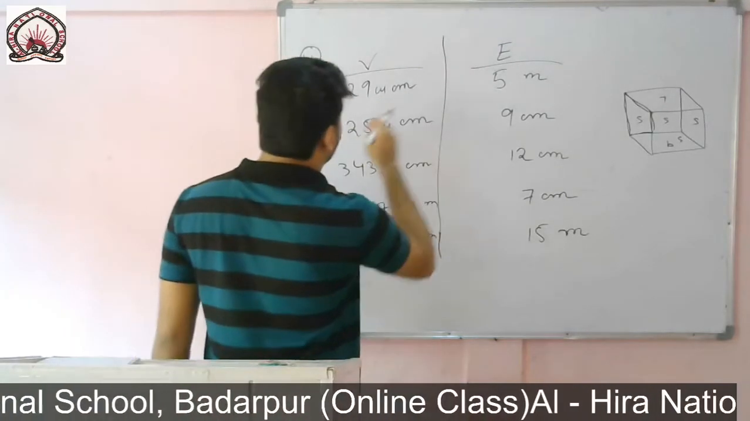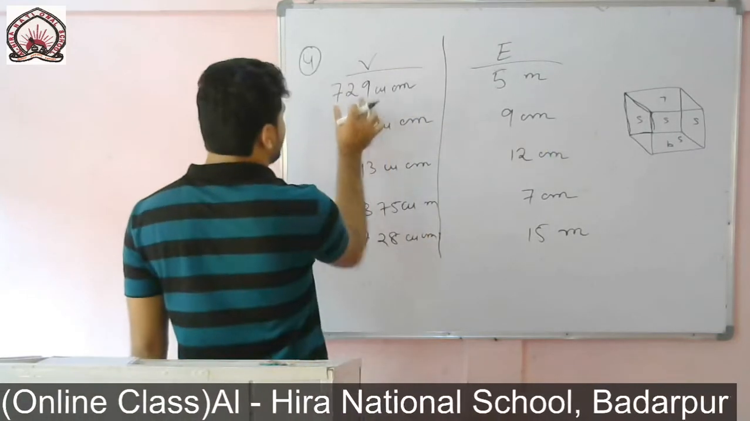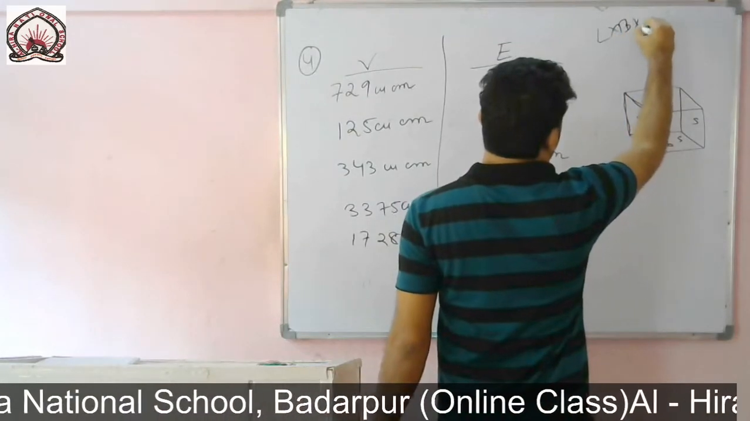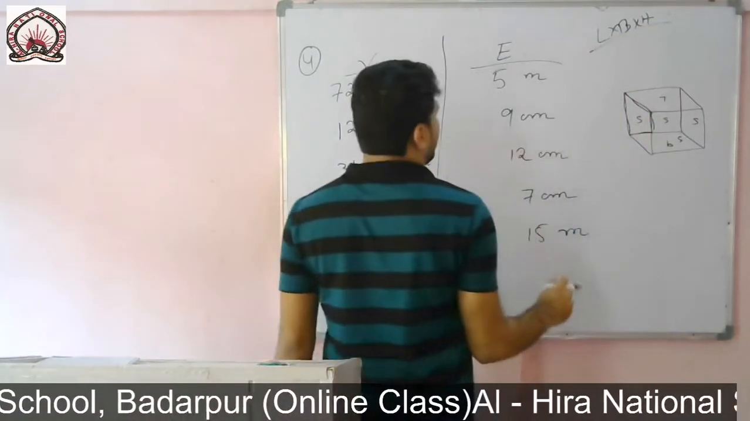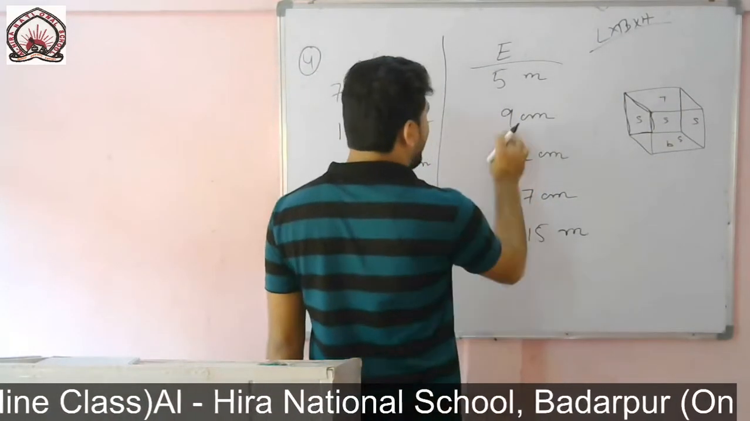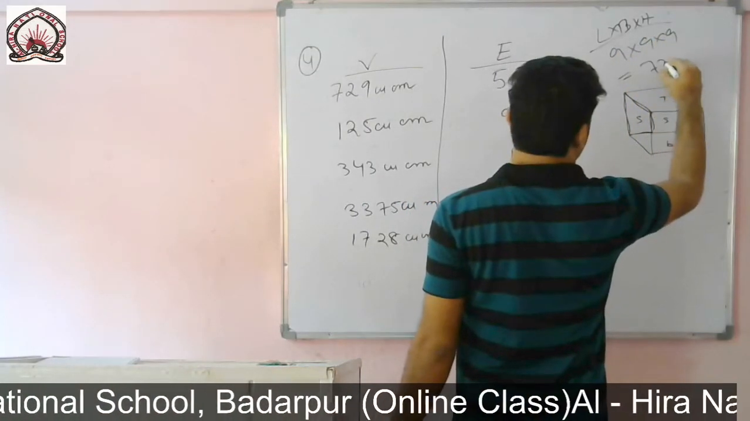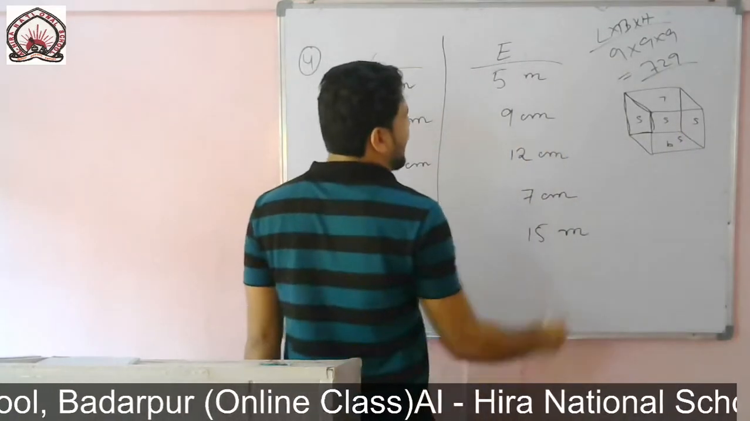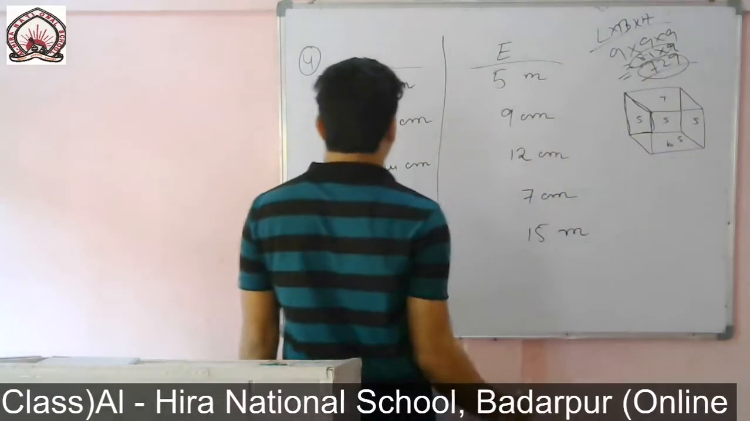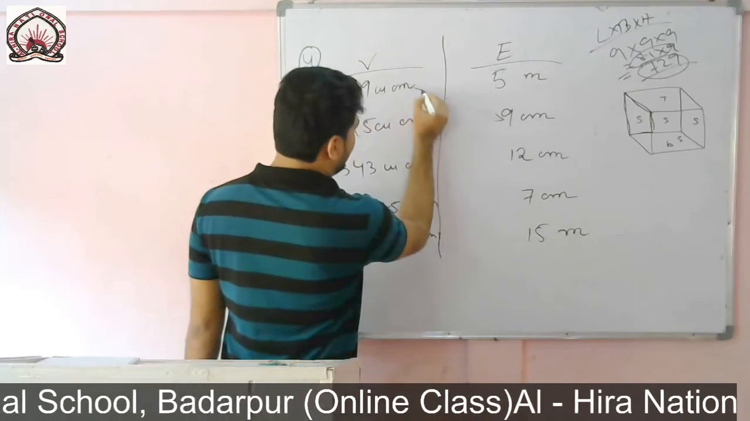So you see, 729 cubic centimeter, that means which number should be multiplied to get 729? That means length, breadth and height, okay. So in cube, length, breadth and height are same. So if I multiply 9 into 9 into 9, then you will get what? 729, okay. 9 9s are 81, 81 into 9, if you multiply, then you will get 729, okay. So you can match this one like this, okay.